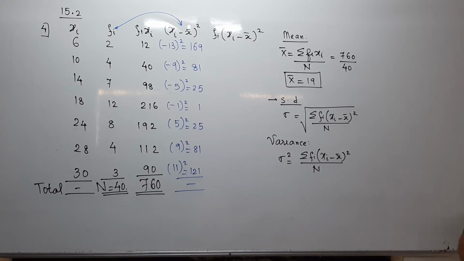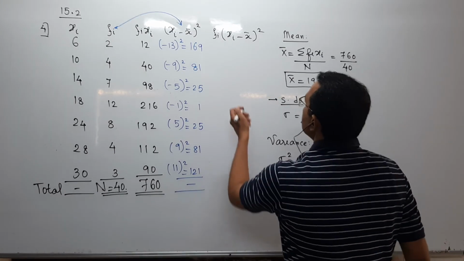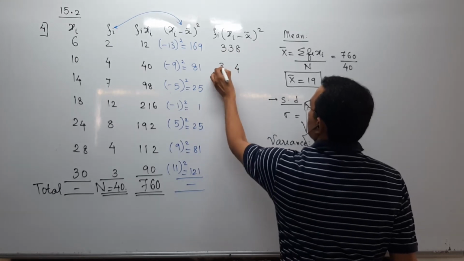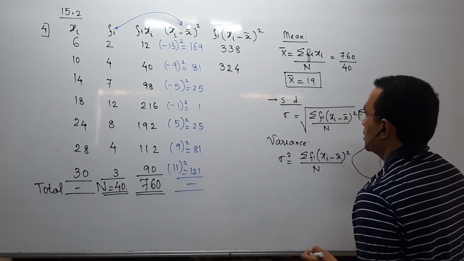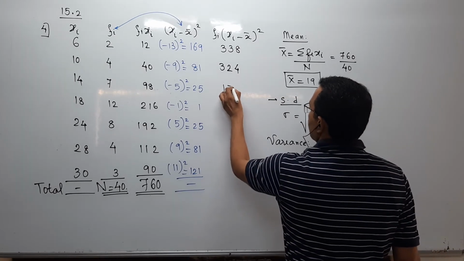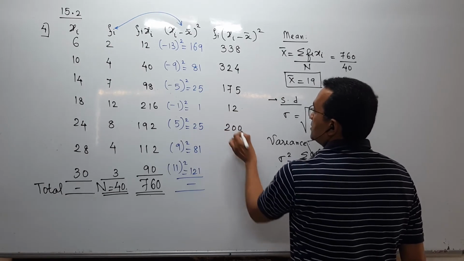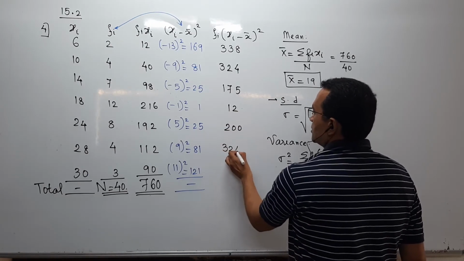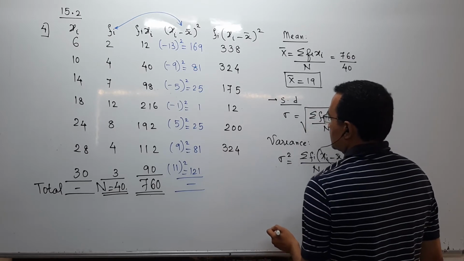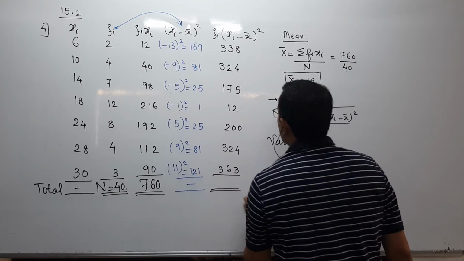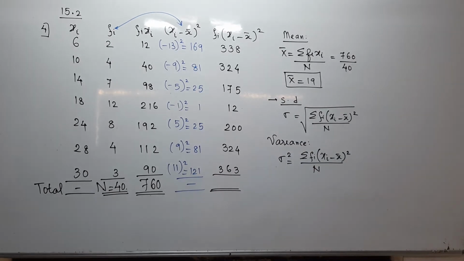Now 169 into 2 will give us 338. 81 into 4, 324. 25 sevens are 175. 12 is a 12. 25 8s are 200. 81 into 4 is again 324. And 121 into 3 is 363. So if I total fi into xi minus x bar square, it is 1736.